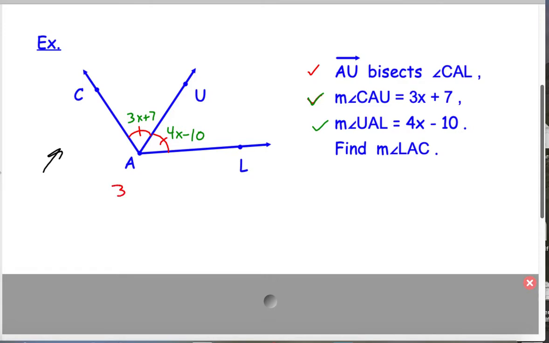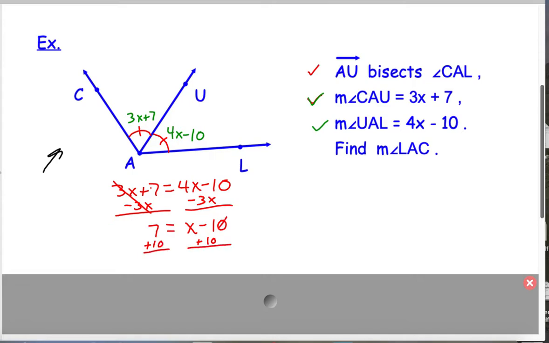So 3x plus 7 is equal to 4x minus 10. Lots of ways to do this. I would take away 3x from both sides first, to get my x's together on the same side. So that's 0, and I'm going to have 7 on the left side. 4x minus 3x is 1x, and I still have the minus 10. Then I'm going to add 10 to both sides to get x by itself. So that's 0, and 7 plus 10 is 17 equals x.